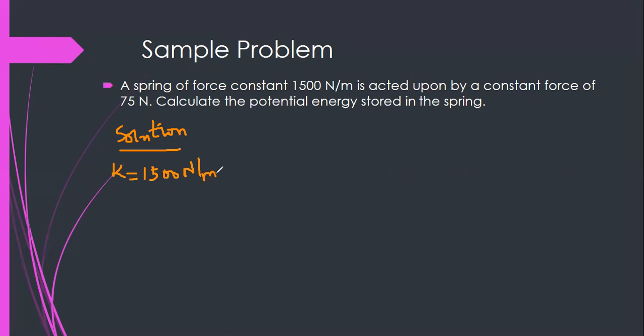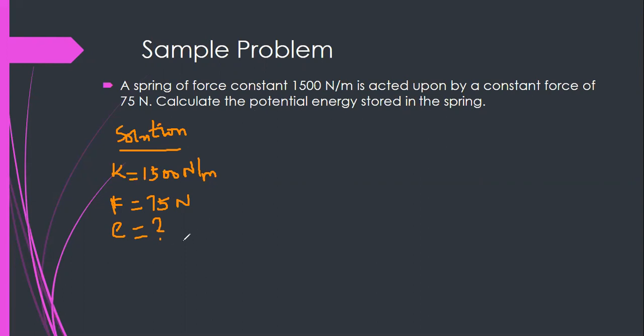What again do we have? We have a force of 75 newtons. Calculate the potential energy stored in the spring. So in this question, we will need the extension here, which is not given. So first thing first, we need to find this guy, the extension, and then we can now calculate the potential energy.